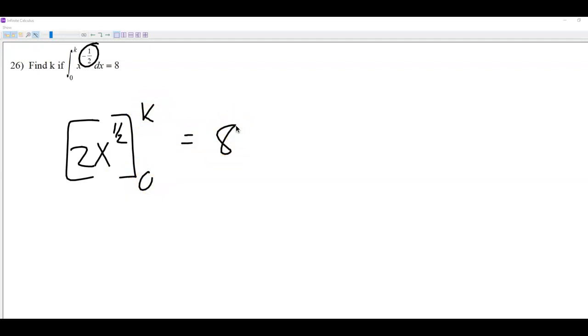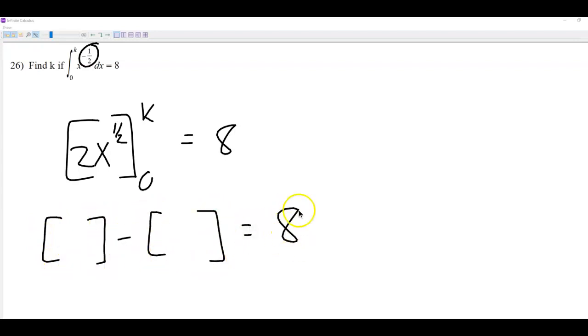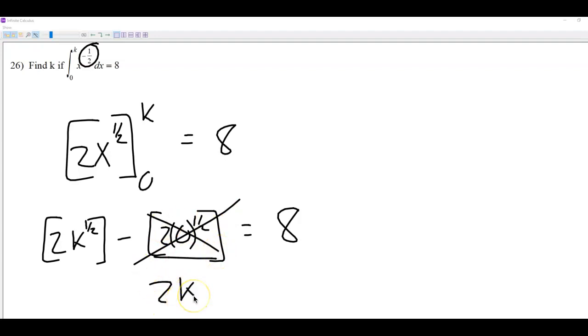Then we do the fundamental theorem of calculus, where you separate those, plug in the k in one spot, and then plug in the 0 in your other spot. Now, this whole thing is just going to be 0, because you're multiplying by 0, so we can ignore that. And now I've got 2k to the 1/2 power equals 8.